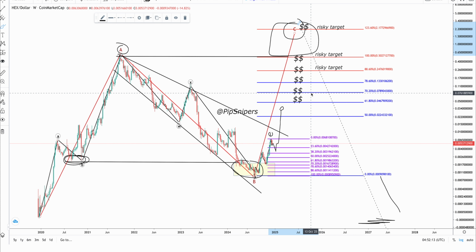So these would be risky targets. Anything above the 78.6% fib would be considered risky because you're betting on the price breaking this all-time high, which is less likely to happen considering eHEX has already had its run. But hey, anything is possible in crypto, right?